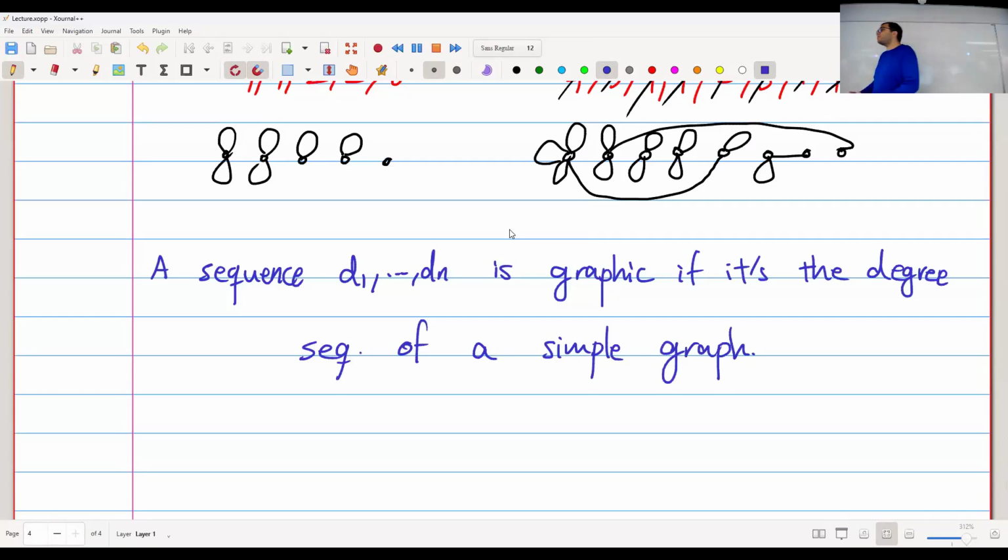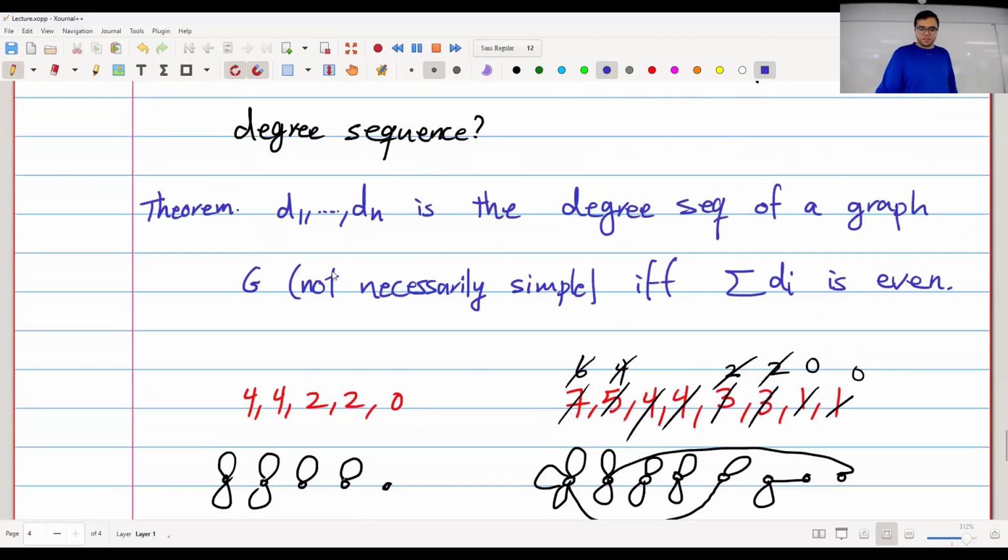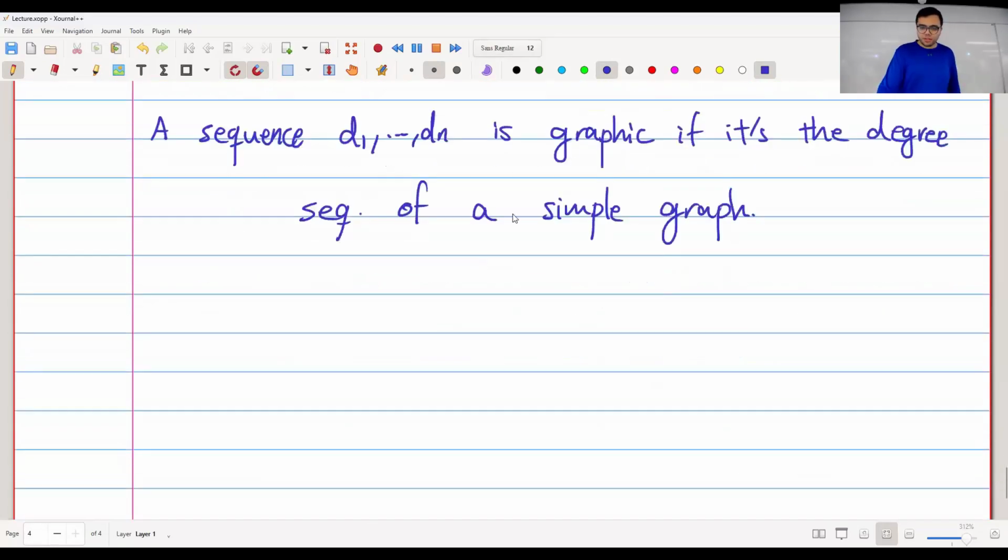Now for this, I'm going to give you an algorithm. I can't just give you a very simple mathematical thing to check, like whether something is odd or even, but I'm going to give you an algorithm. So let's just do an example first. Let's do this example of 4, 4, 2, 2.